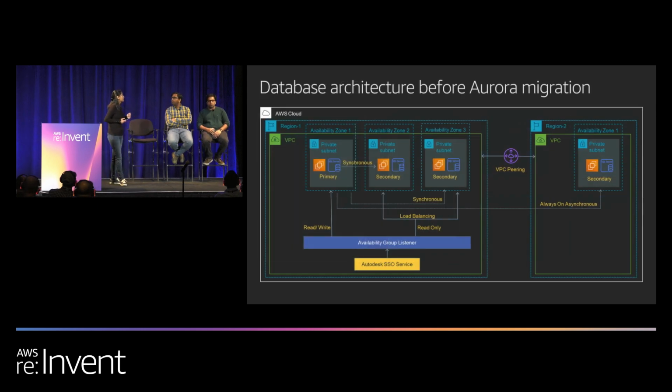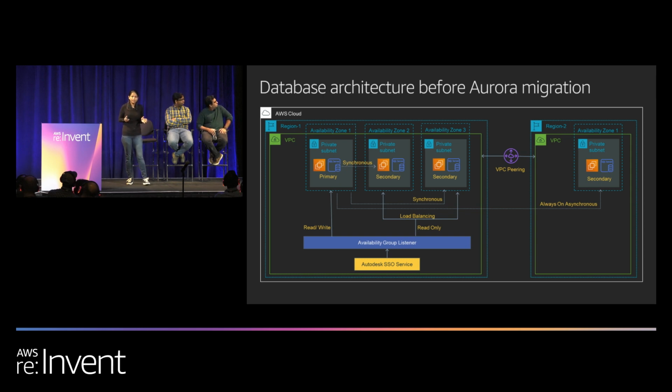So let's get started with looking at the database architecture we had before migration. So we had self-managed installation of SQL Server on EC2 instances, where it was an always-on setup spread across multiple regions. We had one primary and two secondary nodes with synchronous replication in one region, and another secondary node in the other region, which was set up using asynchronous replication. And we had set up VPC peering between the two VPCs.